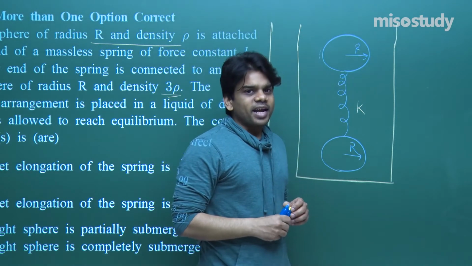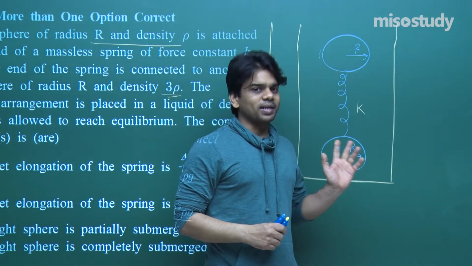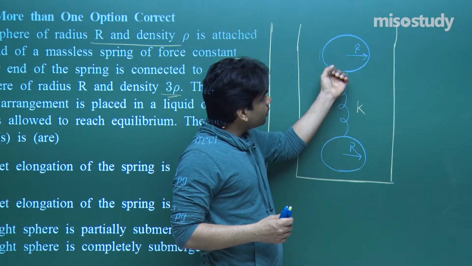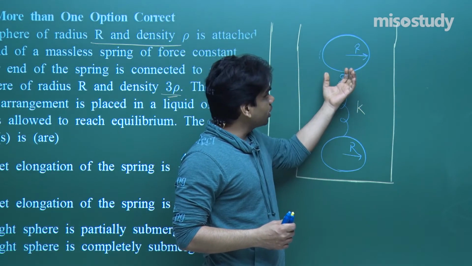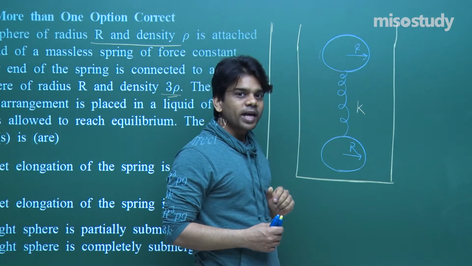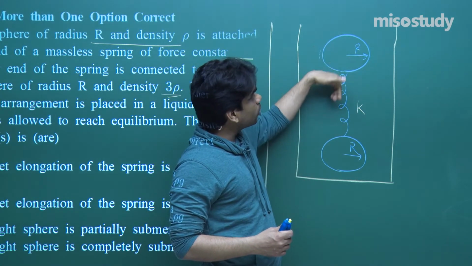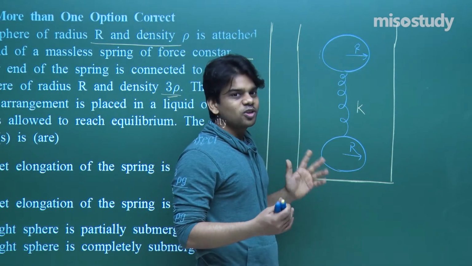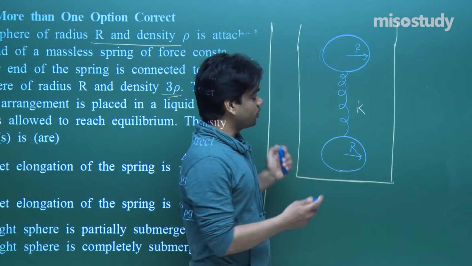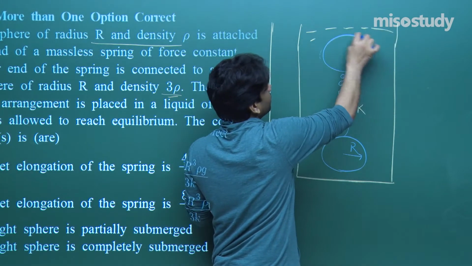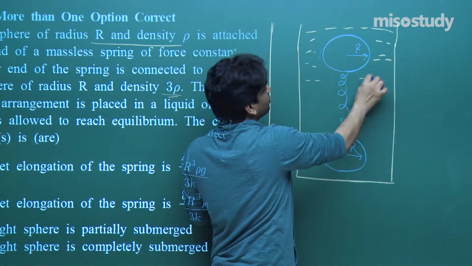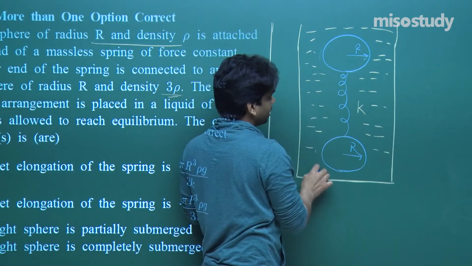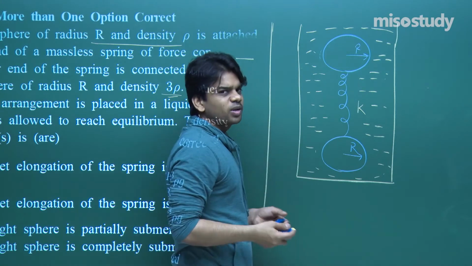Now, first thing you understand is whether it is completely submerged or partially submerged. Let's comment on it. See here, spring force will be pulling it downward. Buoyant force will be acting on it in the upward direction, and the weight will also be acting in the downward direction. So we cannot comment on whether it is completely or partially submerged. So first of all, I'm taking it as partially submerged, and later on we will comment on whether it is completely submerged or not. If our assumption is correct, it will be completely submerged.